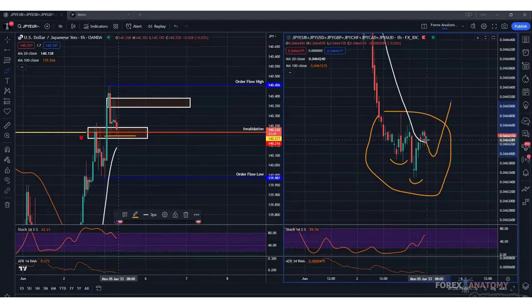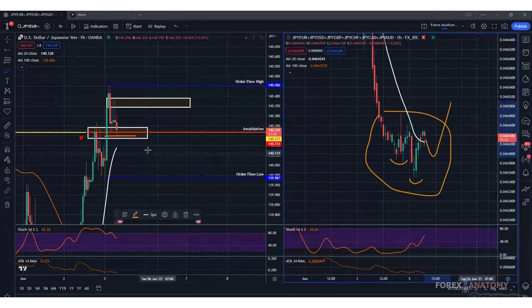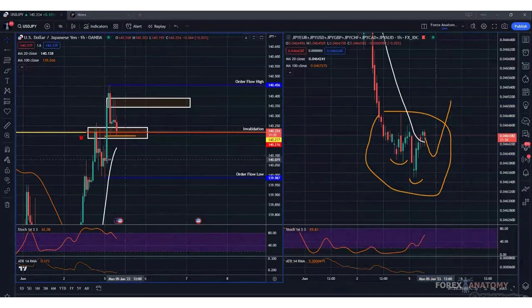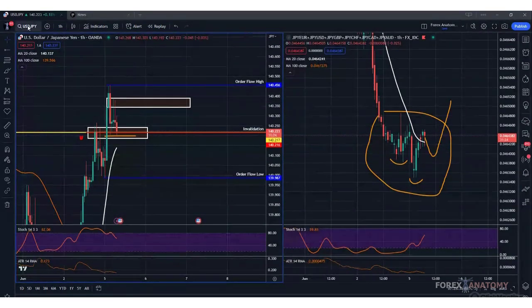Let's be a little bit cautious and patient with the US dollar Japanese yen. And then you can look at other assets as well. You'll typically see most Japanese yen currency pairs move in a similar fashion. And for some, you may see a reversal.